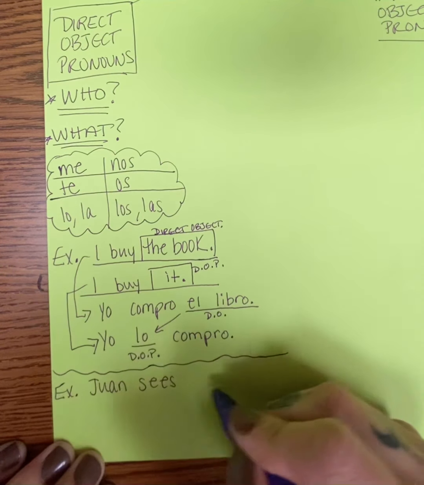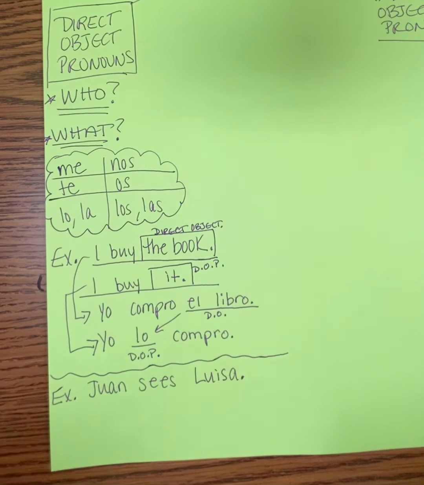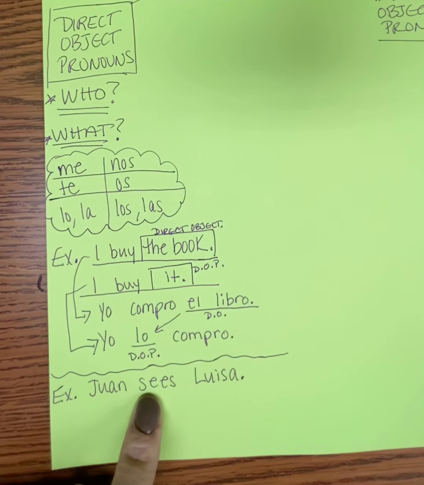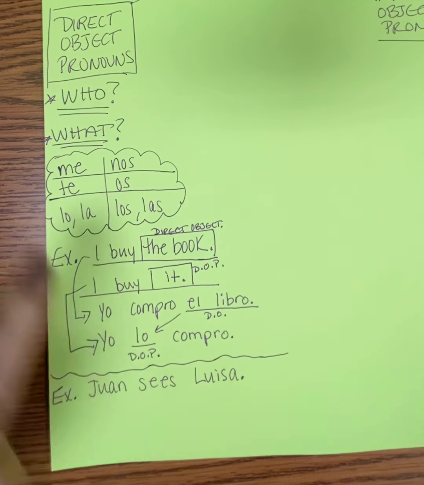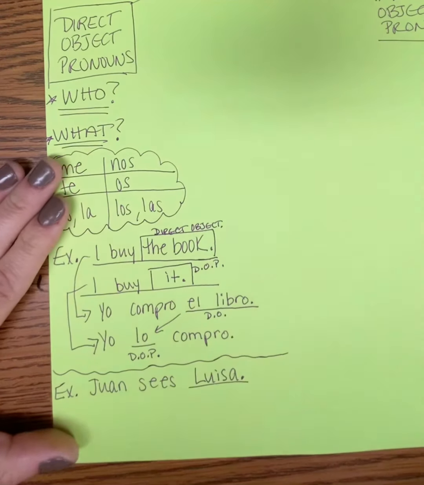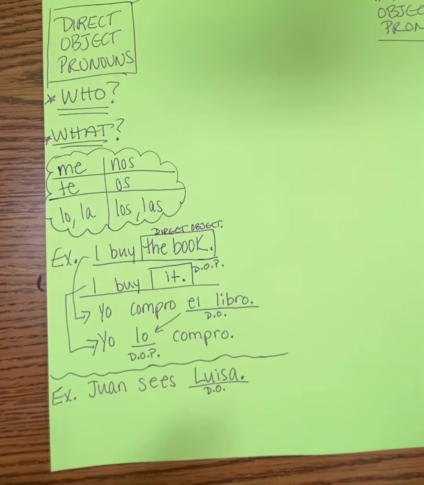Juan sees Luisa. Okay? We're ruling out Juan because he's the one doing the action of seeing. But the question I want to ask myself is who? Who does Juan see? Luisa. Luisa is our direct object. It's not a pronoun yet because we haven't replaced Luisa with her. So in this sentence, Luisa is our direct object.